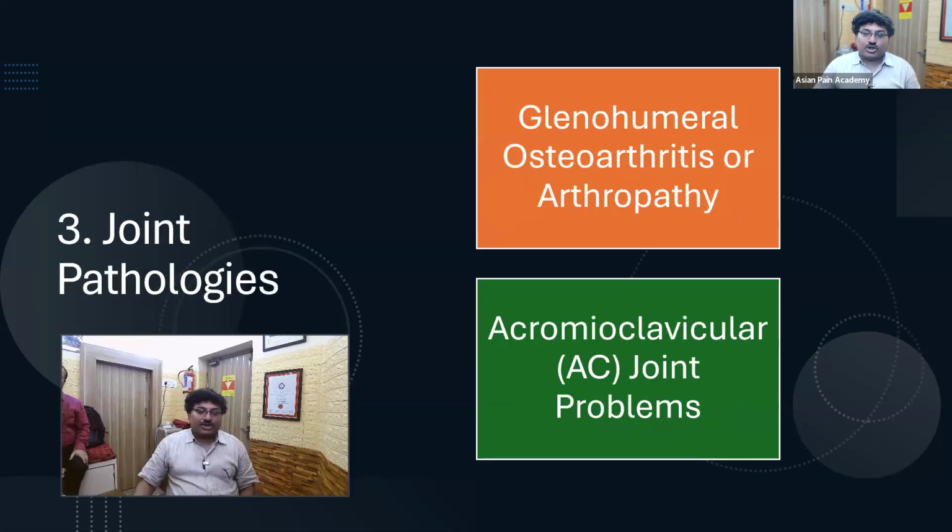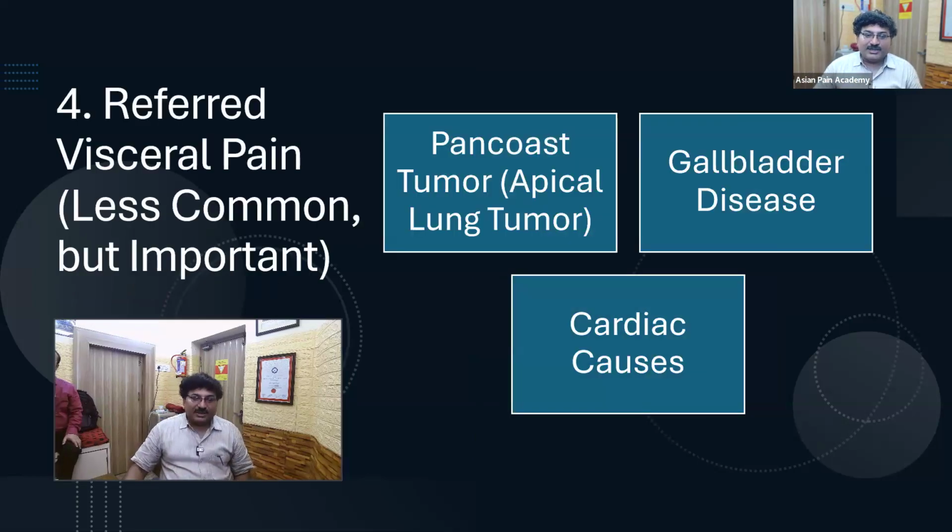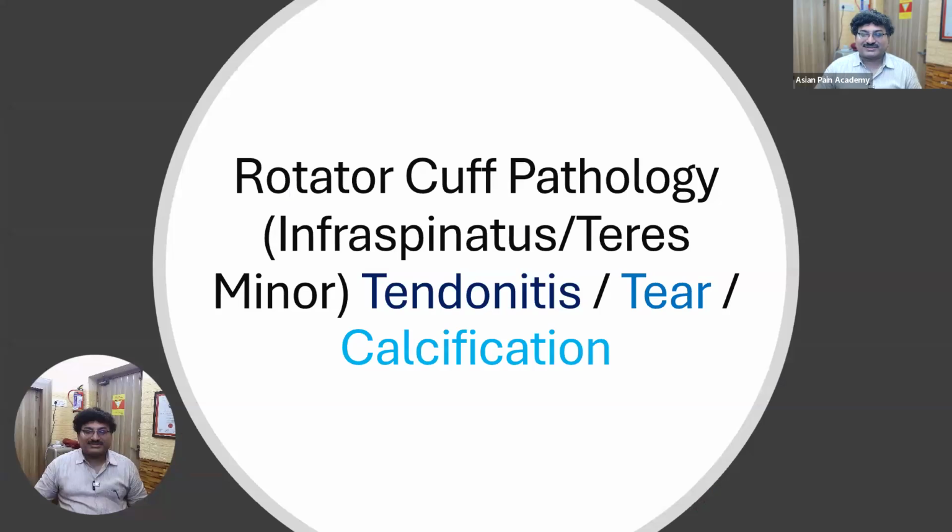Then among the joint pathologies, we have glenohumeral arthritis, or shoulder arthritis in simple words, and acromioclavicular arthritis problems near the posterior part can also cause pain. So it is in between, in the lateral portion. So these are the pains. And then referred pain from a pancreatic tumor, or sometimes because of gallbladder disease or cardiac disease, which are less common but more important. You should not miss these conditions.